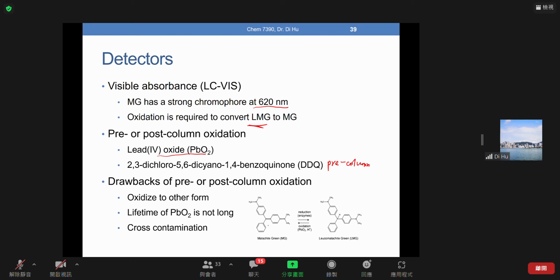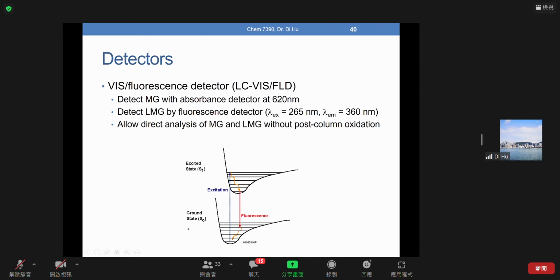But there are many drawbacks if you're using this one. Sample carryover could happen, and you can see methyl green oxidized leucomethyl green. In this reaction you may oxidize them to another form, right? Also, the lifetime of this one is not long, so you have to replace the oxidation tube or column from time to time. So let's just mention that.